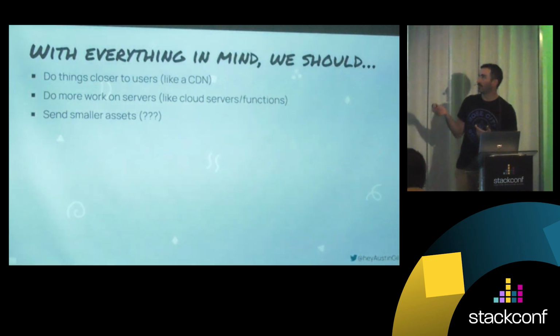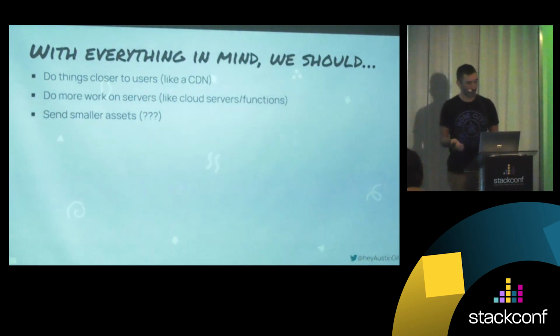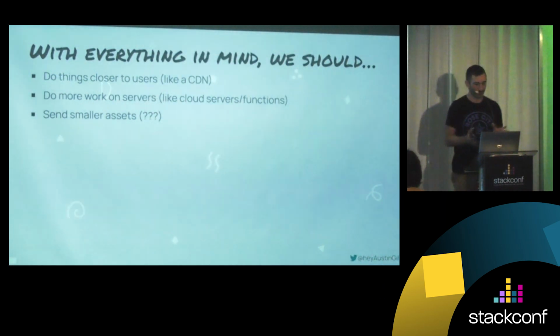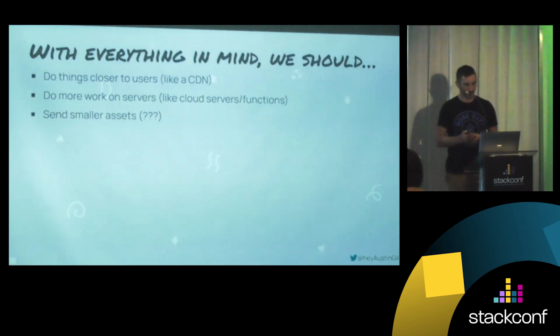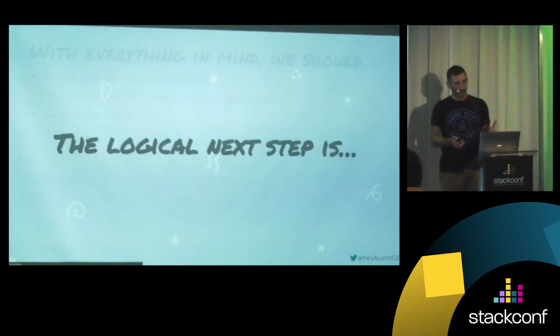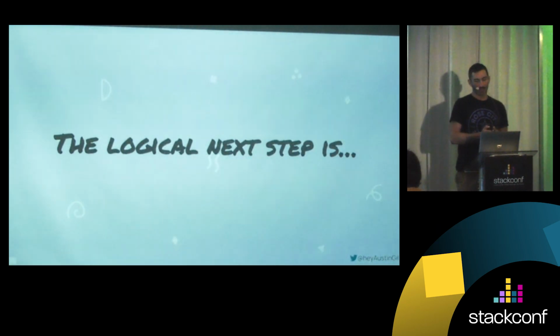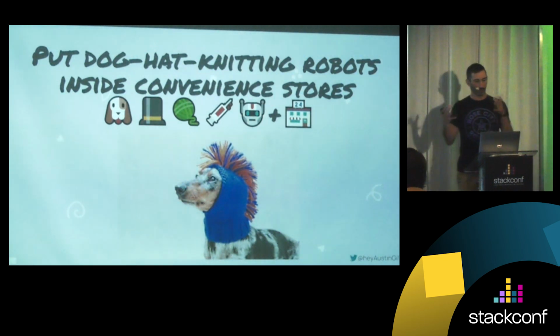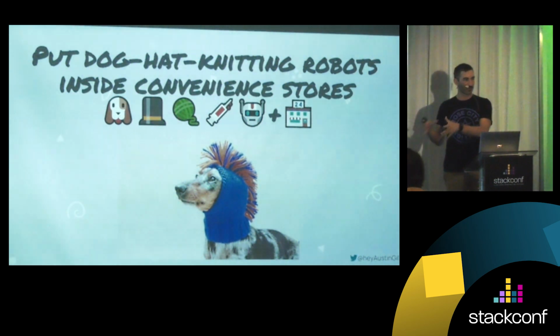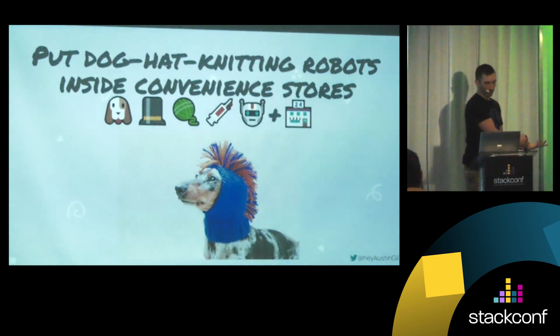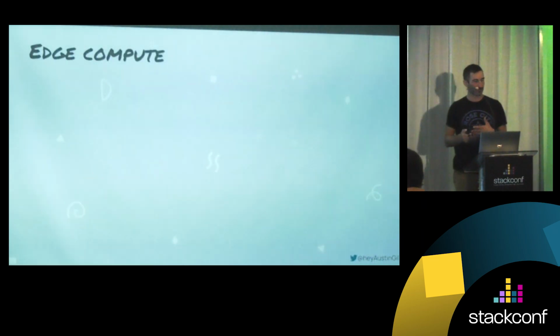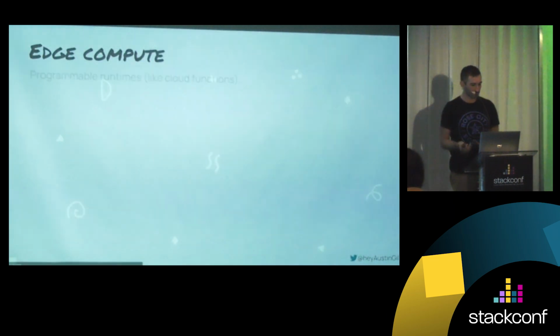And we probably want to send smaller assets. This one, I don't really have a solution for because it's so subjective to whatever your business is or whatever application you're building. But follow best practices in reducing sizes. But with that in mind, we can say that the logical next step is to naturally put those dog hat knitting robots inside of the convenience stores. And that's essentially what edge compute is.